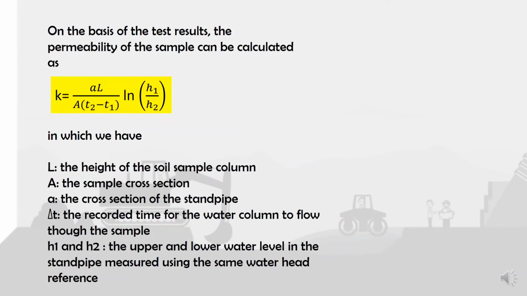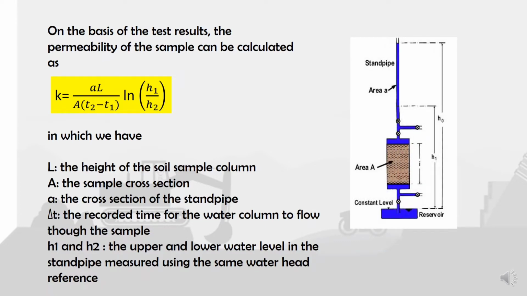On the basis of the test results, the permeability of the sample can be calculated as K equals a times L divided by A times (T2 minus T1), times ln(H1 divided by H2), in which we have L, the height of the soil sample column; uppercase A, the sample cross-section; lowercase a, the cross-section of the standpipe; delta T, the recorded time for the water column to flow through the sample; H1 and H2, the upper and lower water level in the standpipe measured using the same water head reference.